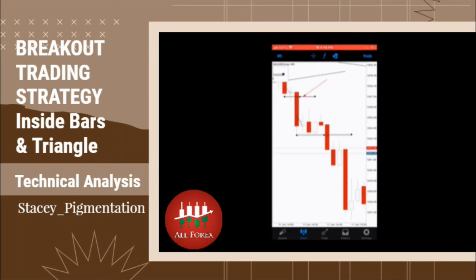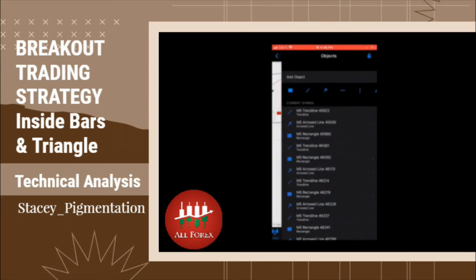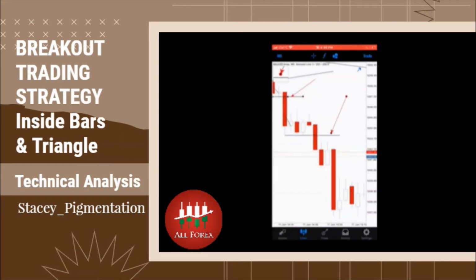So when it comes to order blocks, don't use pending orders, just wait for a full body candlestick to close outside the block. But when we're using inside bar patterns, you are allowed to use pending orders because it's even simpler. So my second entry of this trend will be right here at 1844, and then we move forward.